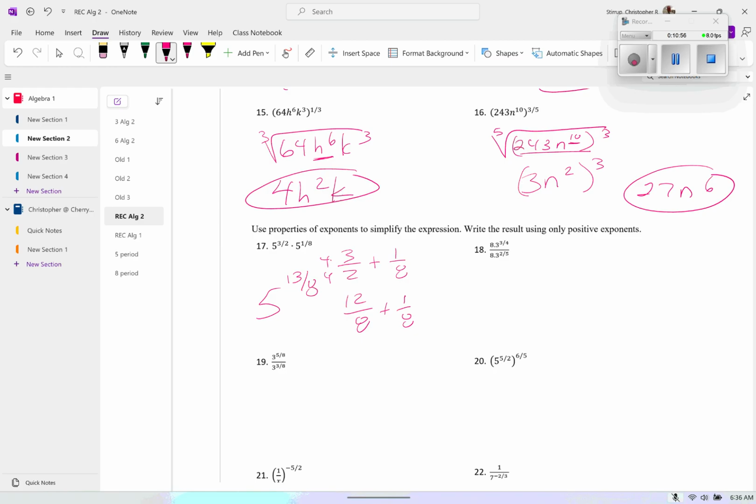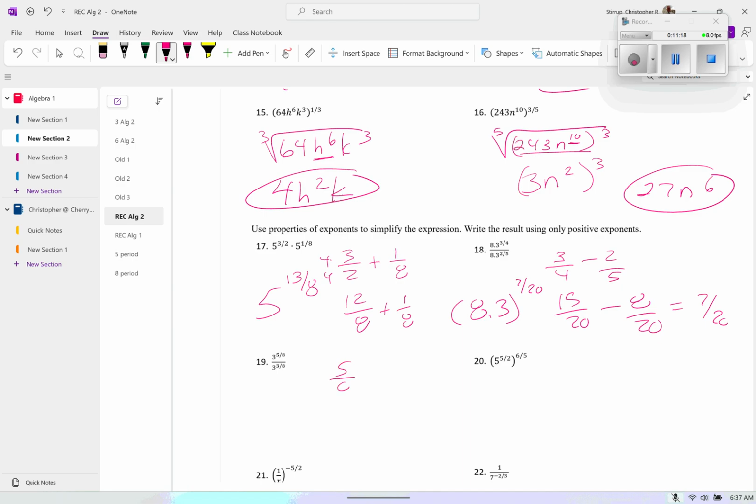This one I'm going to just subtract the exponents. So 3/4 minus 2/5. Common denominator is going to be 20. So that's going to be 15/20 minus 8/20. That's going to give me 7/20. So this is 8.3 raised to the 7/20 power.